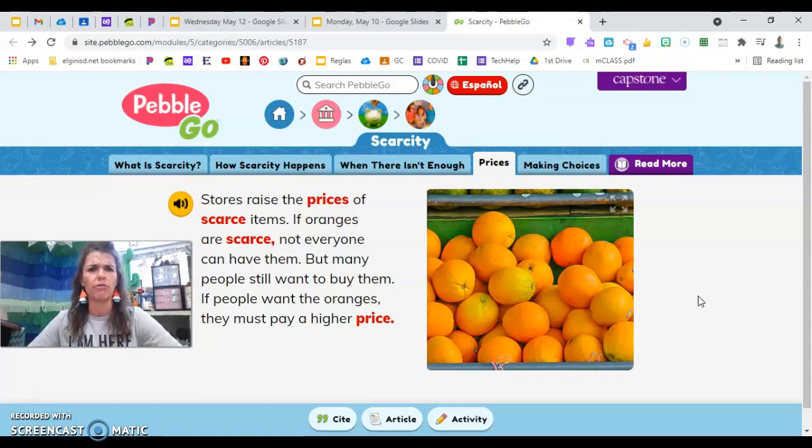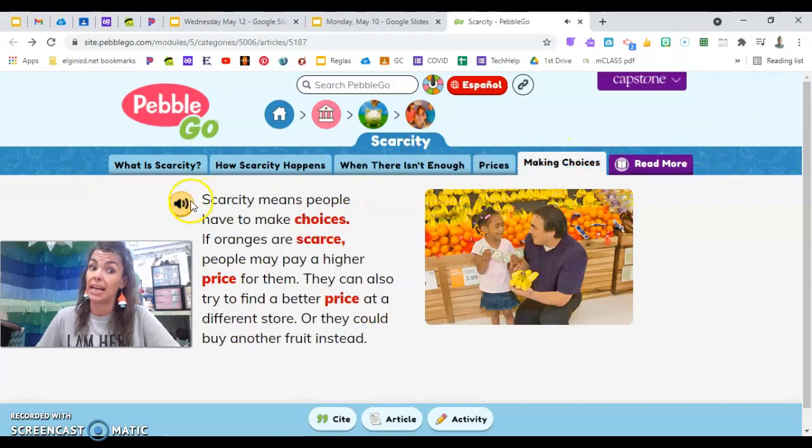I don't want to pay more for my oranges, do you? No. But when there's not enough of something, that's when the stores raise the price. They want to make more money, but we don't want to pay more money. So we have to decide, do I really need that orange? If I do, I got to pay the higher price.